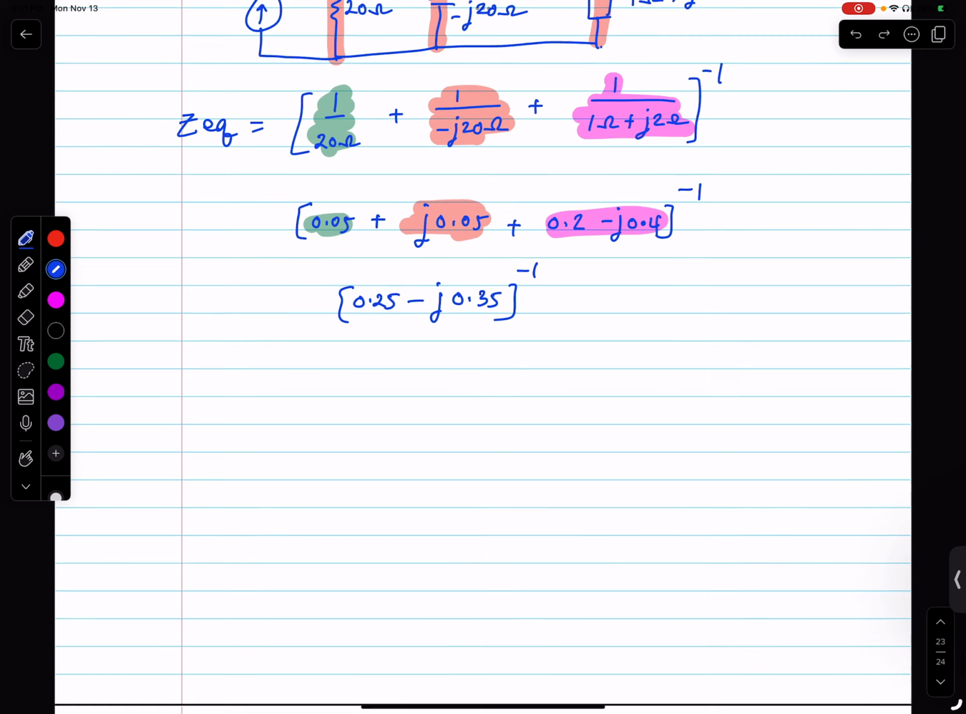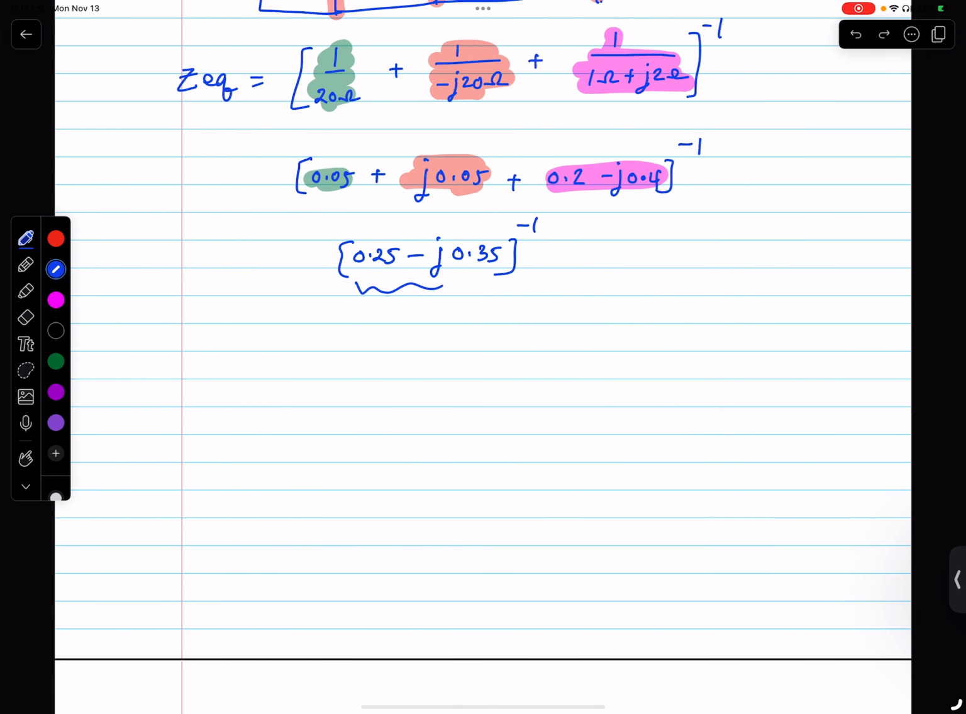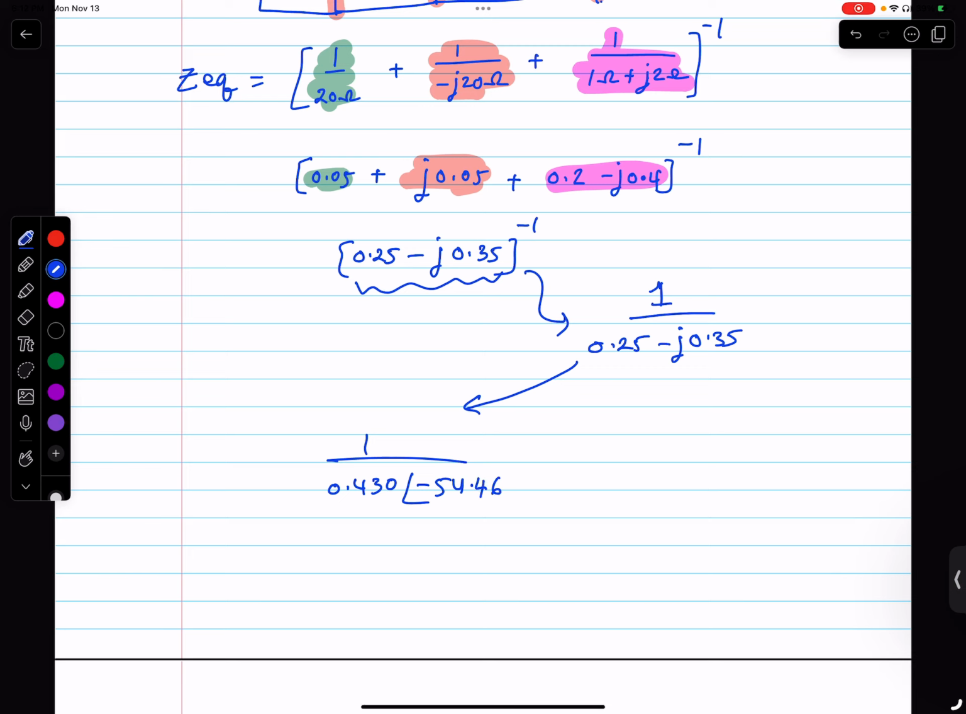Now, you'll see that this comes out to be, if you express this in the polar form, because there is 1 over 0.25 minus j0.35, right? There is a division here, and for division you want to do it in polar form. So I'm going to write it as 1 over 0.430 angle negative 54.46. How did I get that? Pretty simple. This part you will get by the square root of x squared plus y squared, where this is x and this is y.